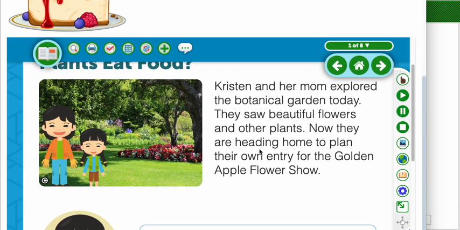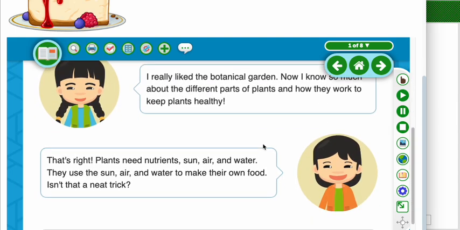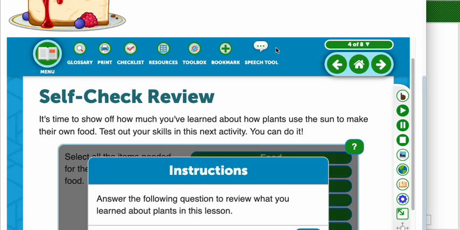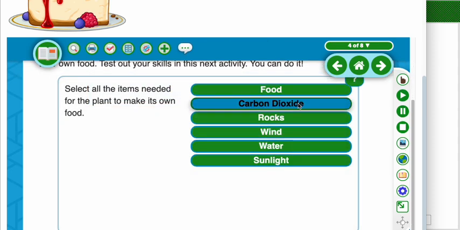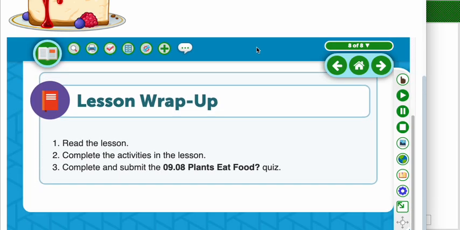So as you're going through, you're going to continue with Kristen and her mom throughout their journey. You're going to explore and find out some of the different things that plants need, like carbon dioxide, water, sunlight. When you get to the end, 3rd grade, you're going to have a quiz.